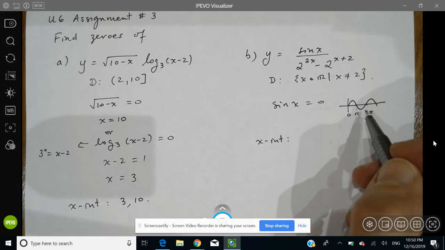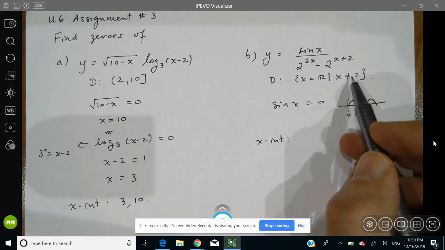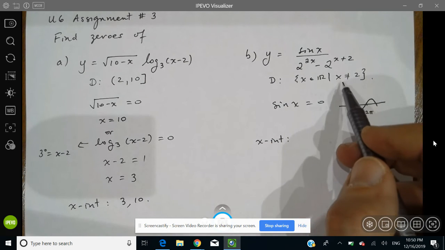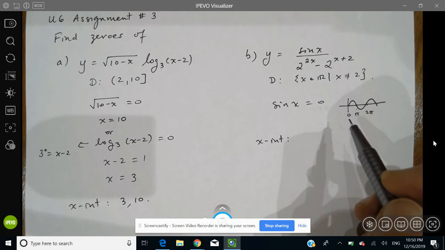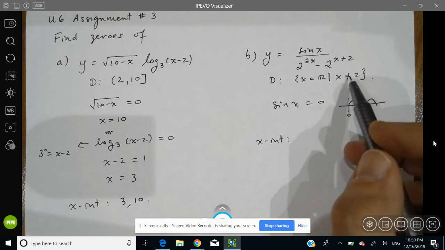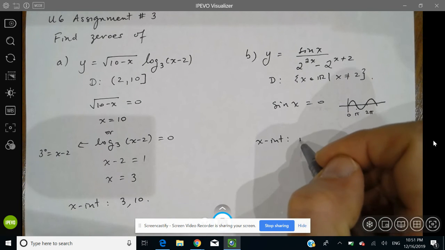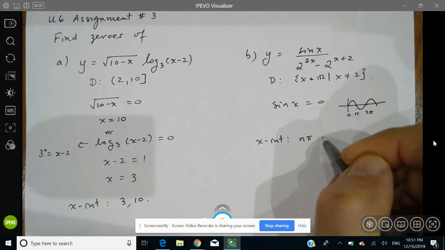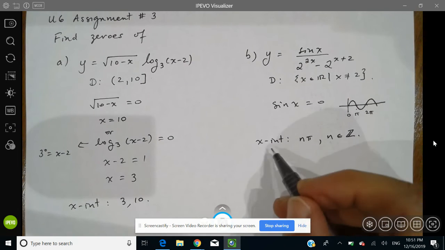Okay, we just need to make sure that none of those are in the restriction. The only restriction on this domain is that x can't be equal to 2, and 2 is not a multiple of pi. So that, again, is not affected by the restriction on the domain. So here we can say it's just equal to n pi, where n can be any integer. All right, and not surprisingly, we have infinitely many x-intercepts.